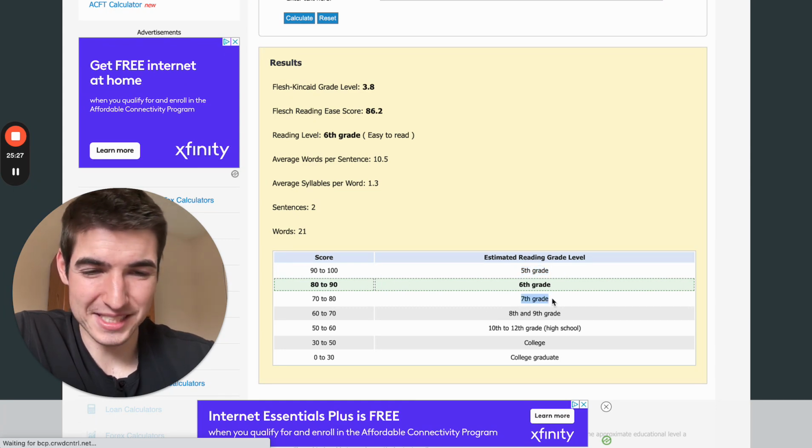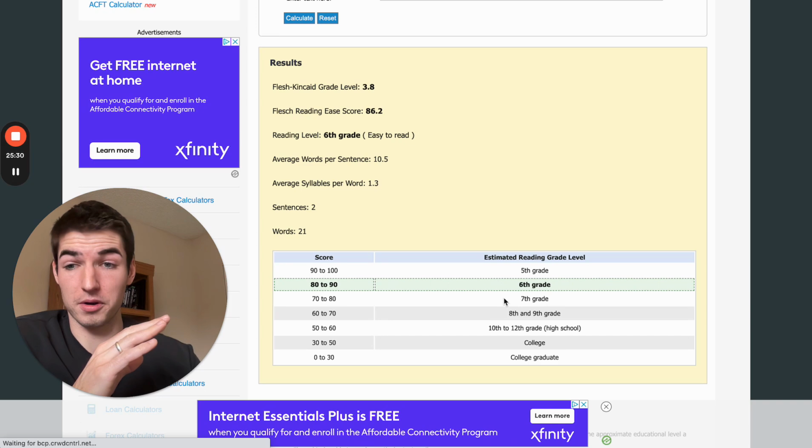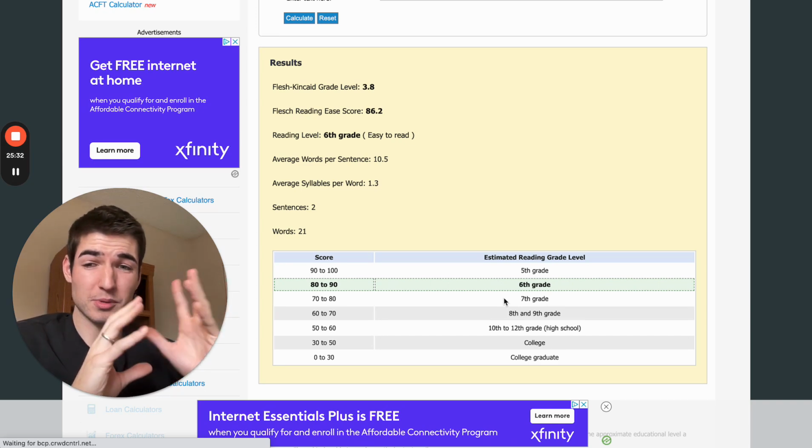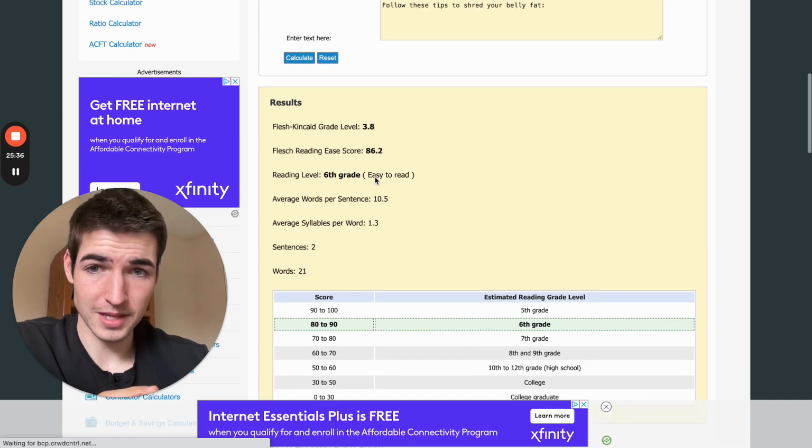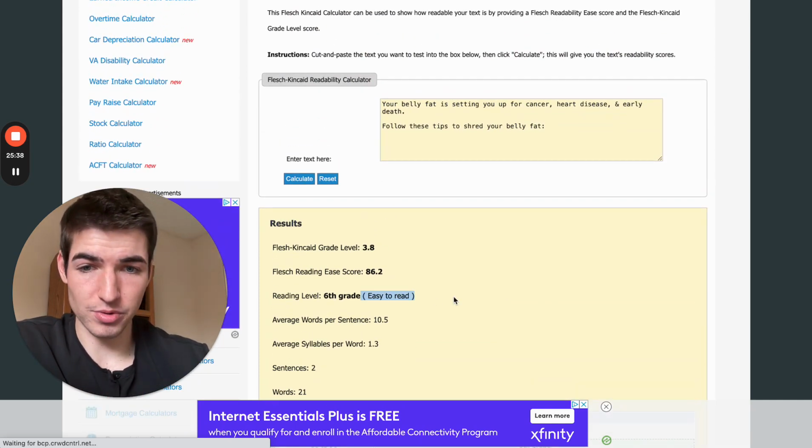The worst you really want it is 7th grade, that's really the worst. And most people don't know that. Most people talk very complicated, they have all these big words, and it's too hard to read. So this will basically tell you how easy it is to read.